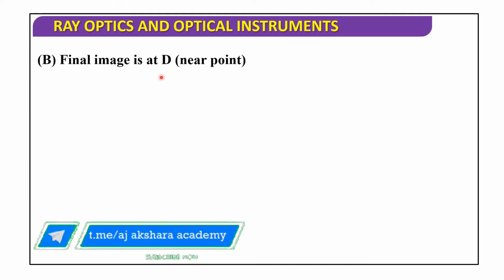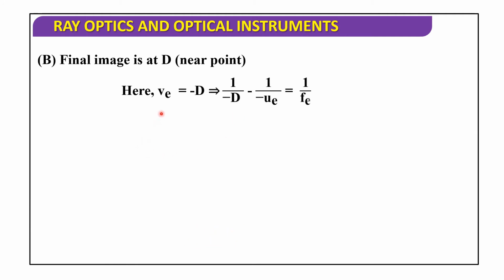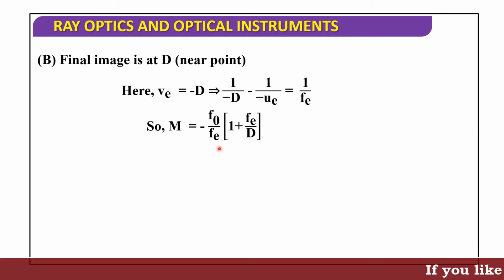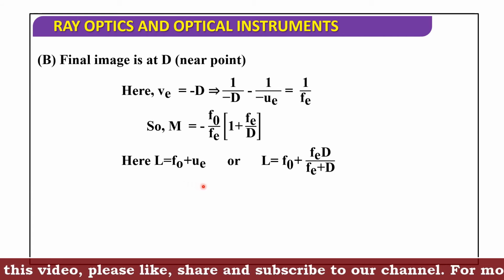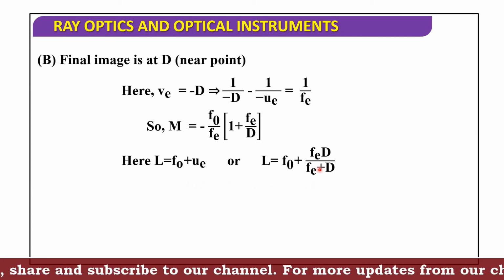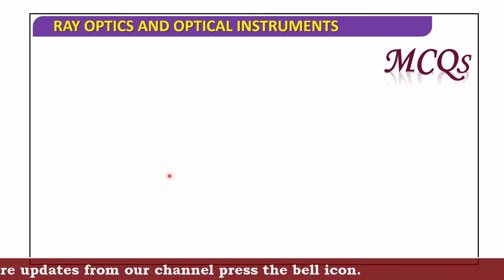Second, the final image is at D, that is the near point. Here ve is equal to minus D, so 1 by minus D minus 1 by minus ue is equal to 1 by fe. So m is equal to minus f naught by fe of 1 plus fe by D. Here L is equal to f naught plus ue, or L is equal to f naught plus fe D by fe plus D. Now let us discuss MCQs.